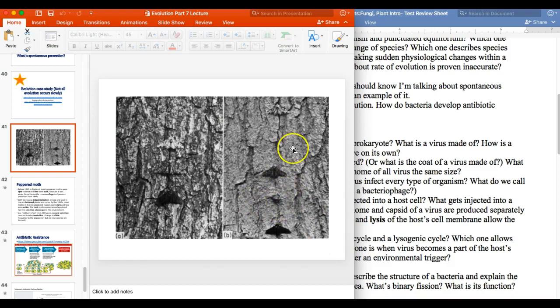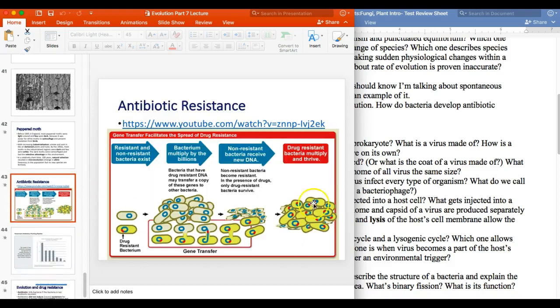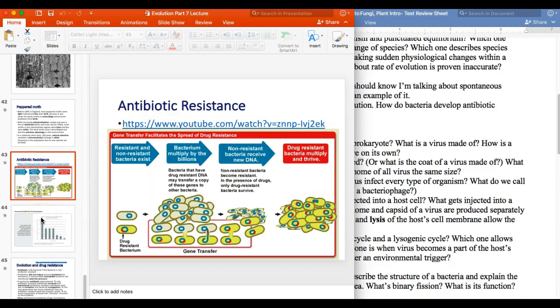I think it's right there. Oh wait, right here. That's a white moth. Can't even see it. So the birds can't see the white moths either. So the allele frequency of the moth population changed, and the white moths became the ones that were dominant in the population. The last part of this is antibiotic resistance.